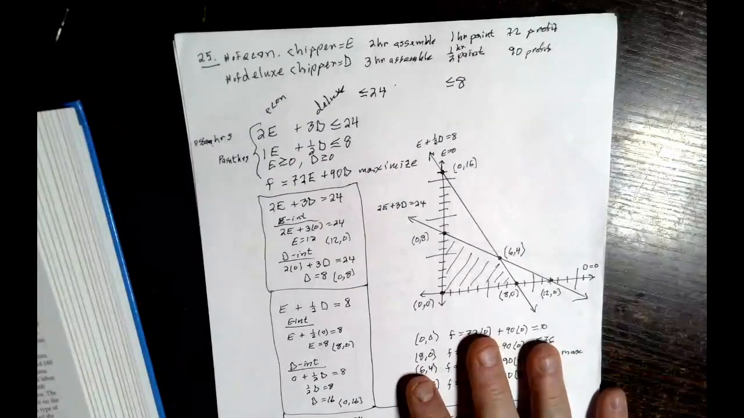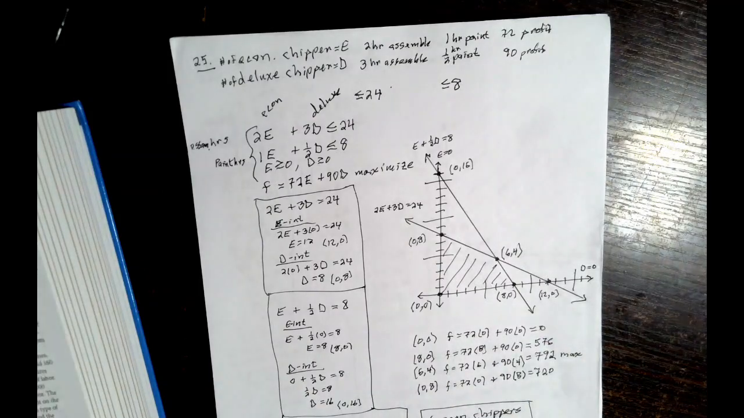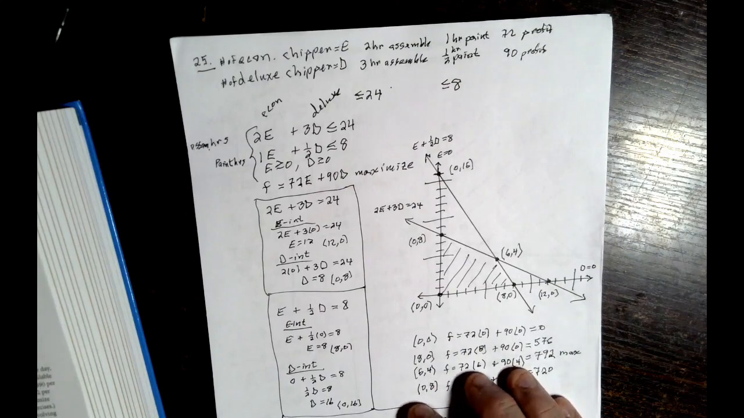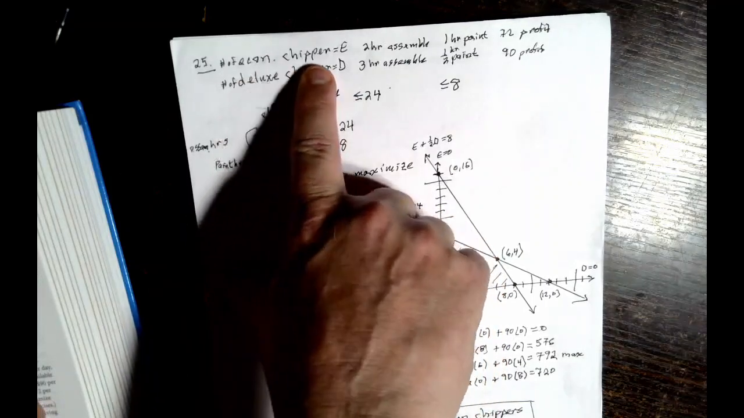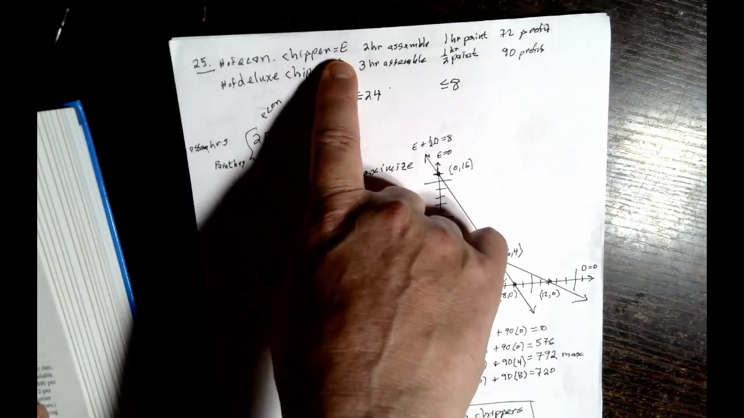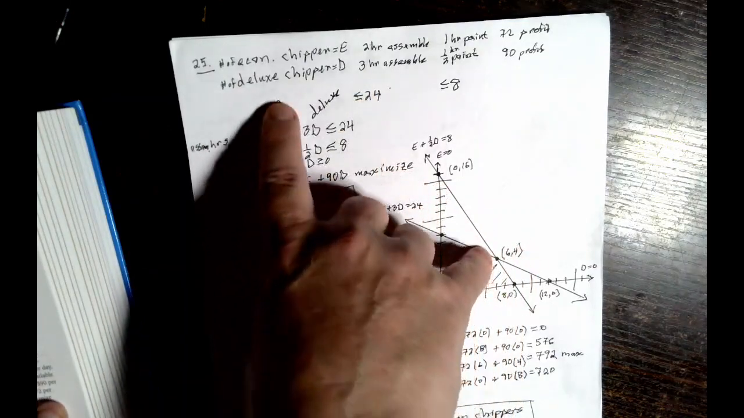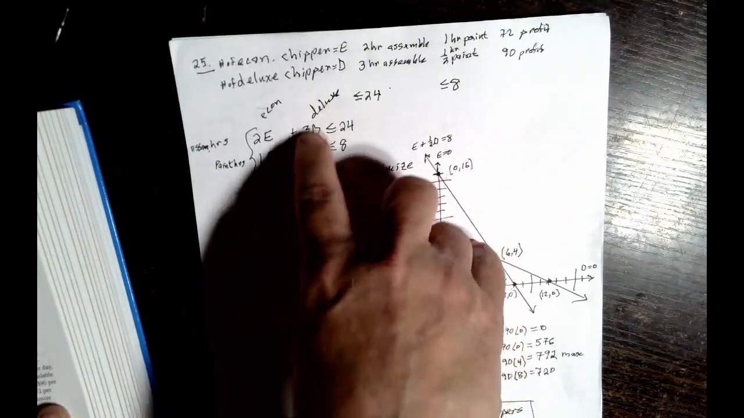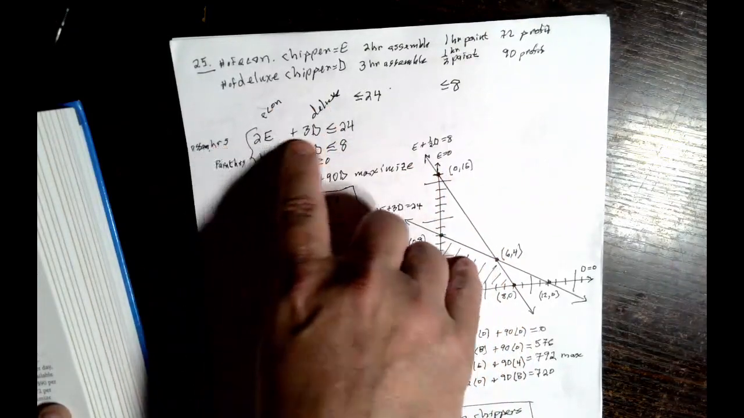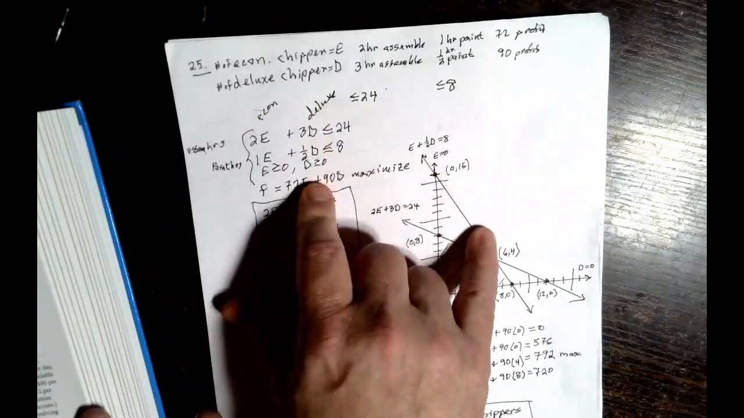Alright, let's look at the rest of 4.2, the word problems. Number 25. It talks about two different types of wood chippers. I called the amount of economy chippers E, and the number of deluxe chippers I called D. So this column represents economy chippers, and this represents deluxe chippers. Now remember, each column should be the same type. These should be all econ, these should be all deluxe.